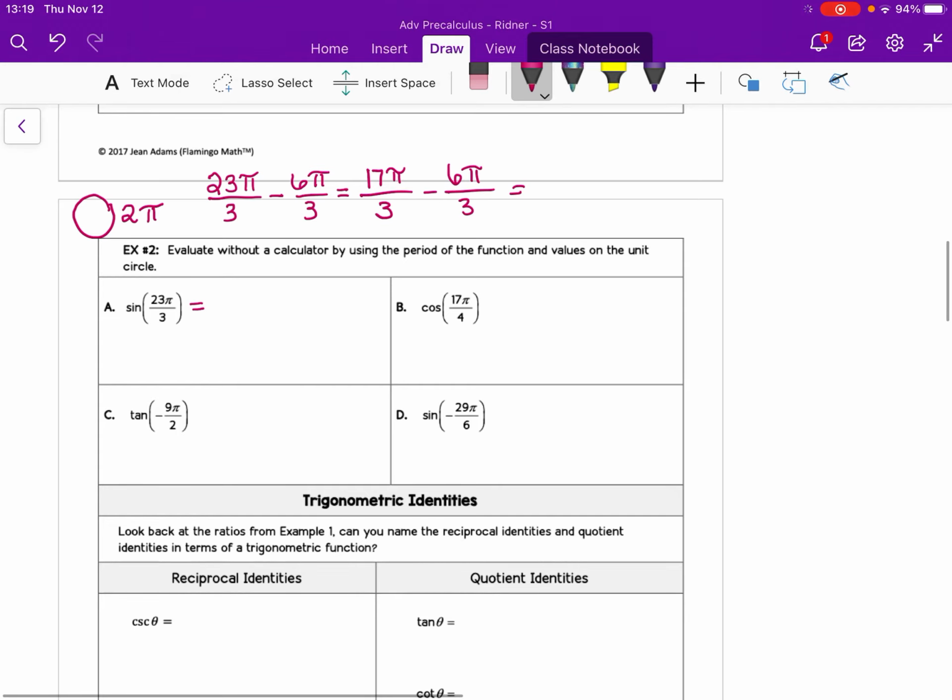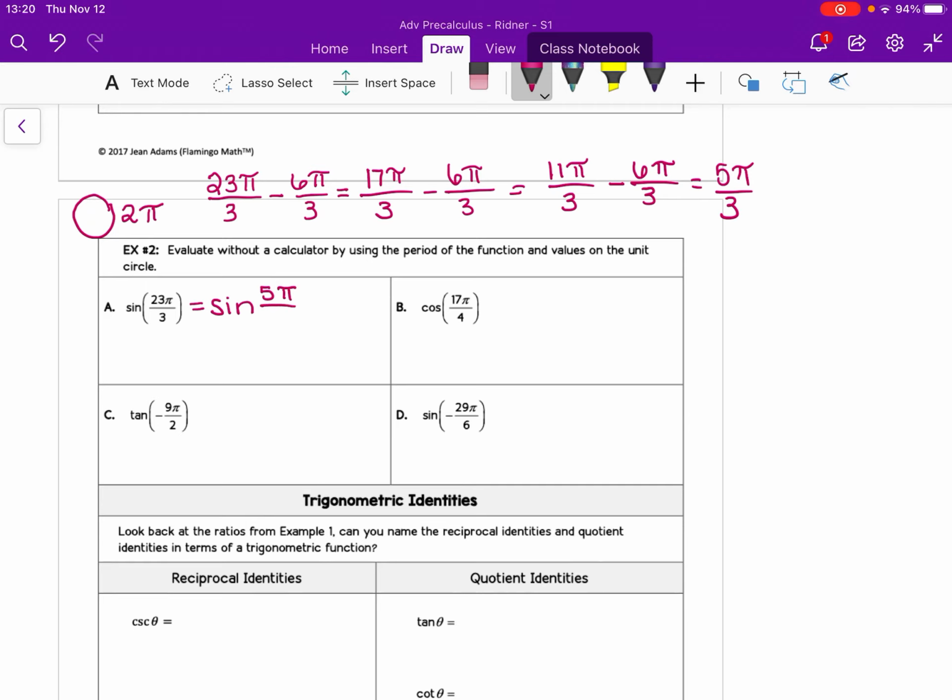Subtract 2 pi again. And then have to subtract again. So that is 5 pi over 3. So notice I had to do that 3 different times. Some of us can do that in our head easier than others, so I kind of wanted to show the long way thought process of that.